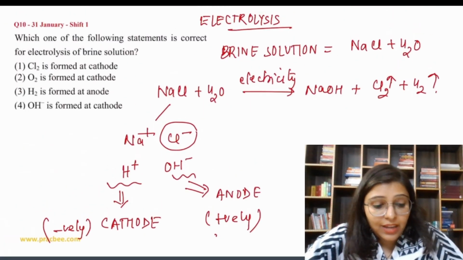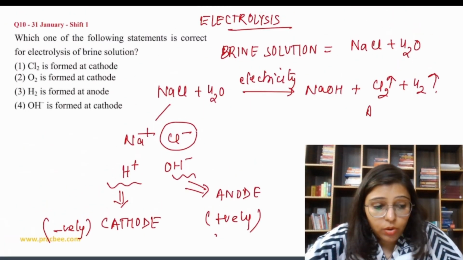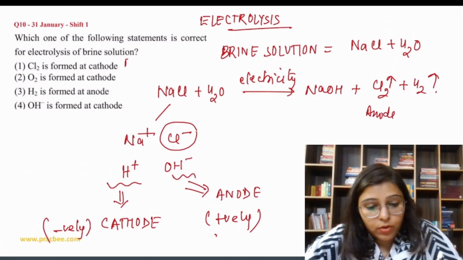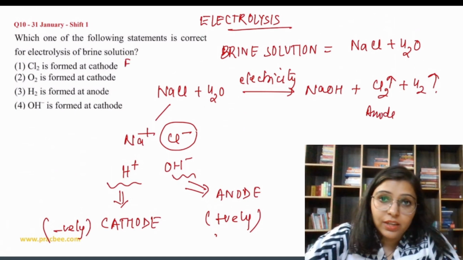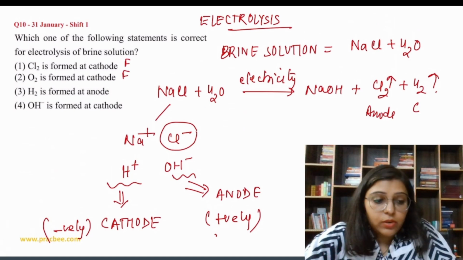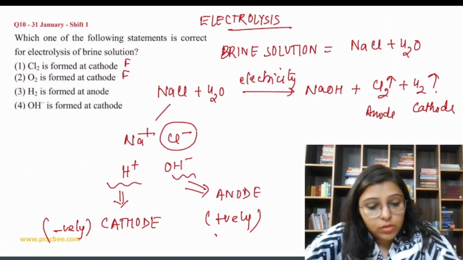Cl2 is formed at the cathode. No, this is false. O2 is formed at the cathode. No, this is also false. Hydrogen is formed at the anode. No, hydrogen is formed at the cathode.